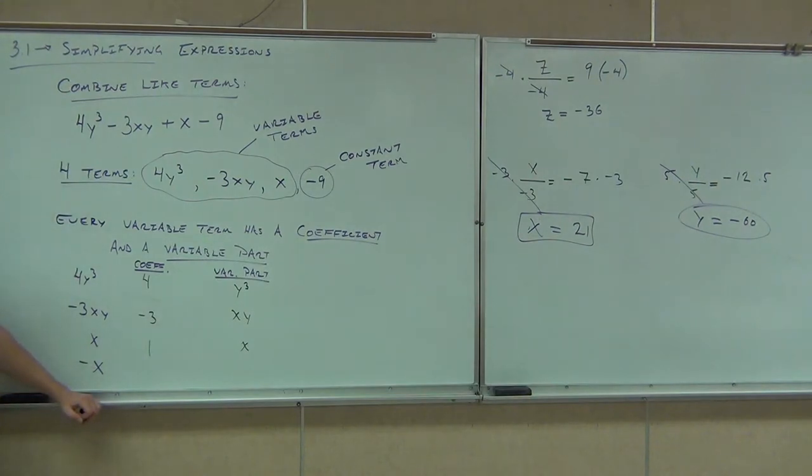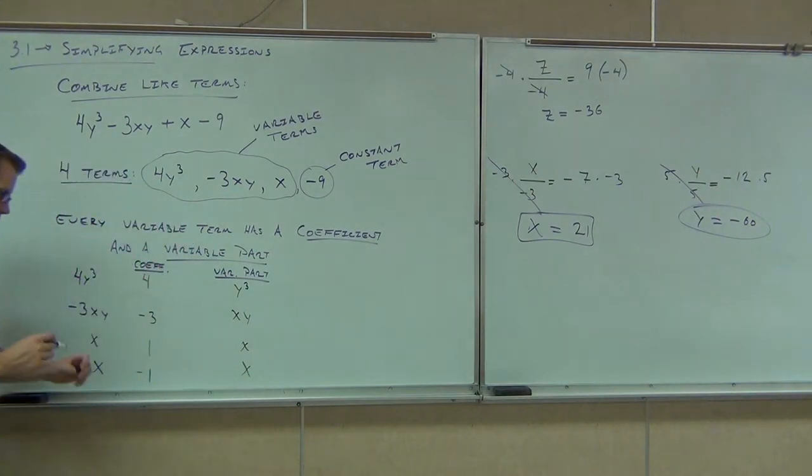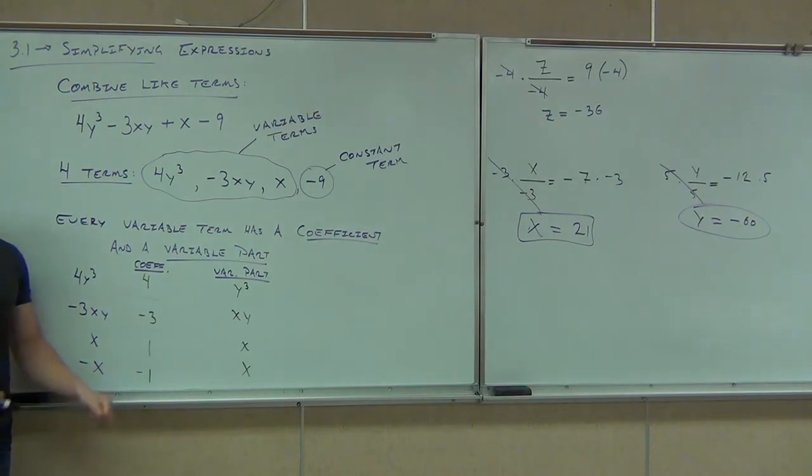And then finally, negative x. What's the coefficient for negative x, do you think? Negative 1. Very good. So negative 1, and the variable part is, again, x. So whenever we have no number up front, we imply that that's a 1, and we carry the sign with it. Rachel, you have a question?